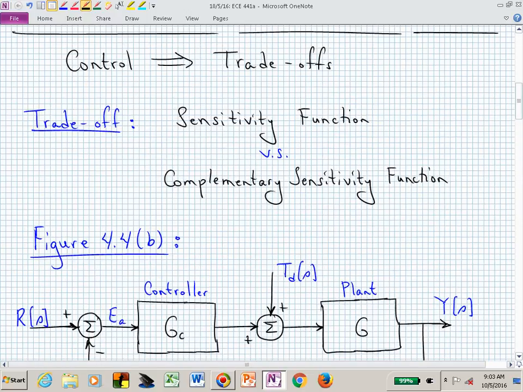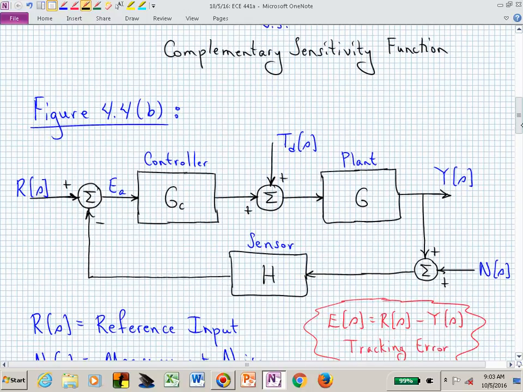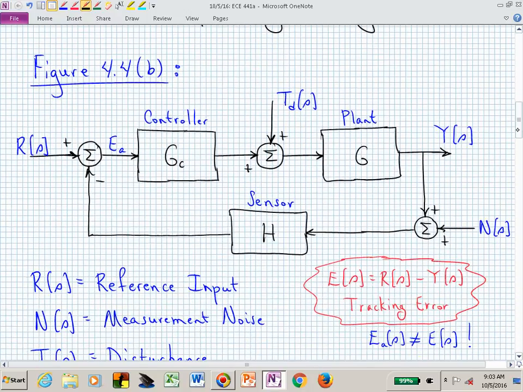Again, I can't emphasize this enough. Control is based on trade-offs, and today we're looking at one particular trade-off, between the sensitivity function and the complementary sensitivity function. To understand that, I'm going to scroll through this rather quickly. You have these notes available to you after class, and I'm trying to reference those where they occur in the textbook so that you can refer to them if you want to.